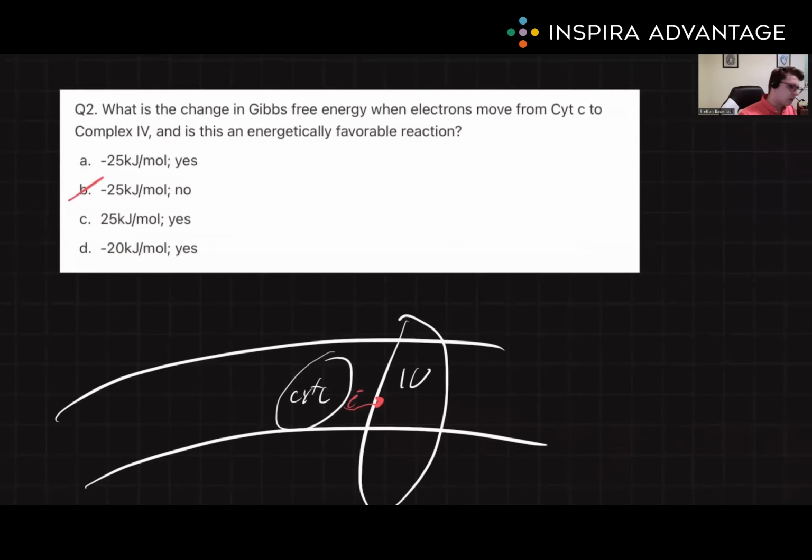And then again, thinking along the lines of delta G being negative means it's energetically favorable, there's another answer choice here that screams at me as wrong, which is C. Something couldn't be favorable if it had a positive delta G. That's against the definition. So now we have to do math. Is it negative 25 kilojoules per mole, or is it negative 20 kilojoules per mole?